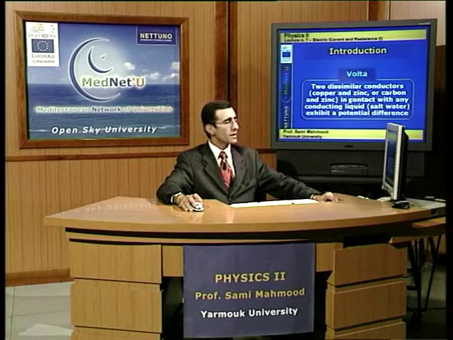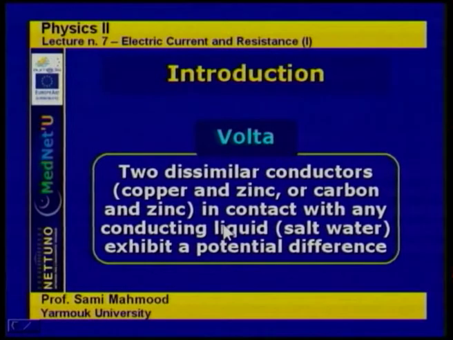Volta, the prominent scientist, demonstrated that two dissimilar conductors, like for example copper on the one hand and zinc on the other, or carbon on the one hand and zinc on the other, if they are placed in contact with any conducting liquid, like for example salt water, water in which salt is dissolved, exhibit a potential difference between them.